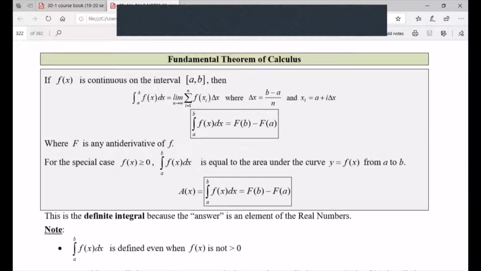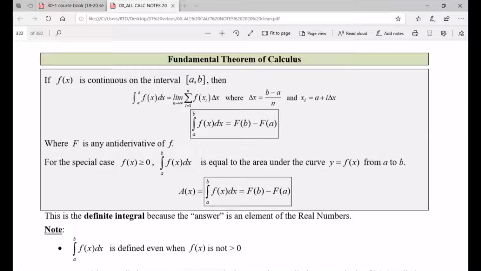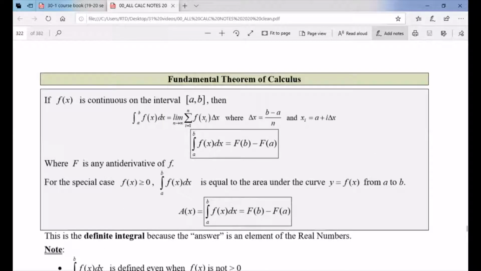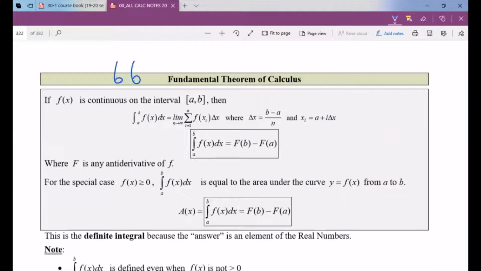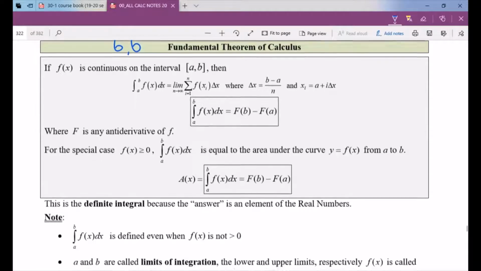All right, welcome back. This is going to be 6.6, the fundamental theorem of calculus, which sounds really pretty heavy, but we've already kind of experienced what's going on in this fundamental theorem of calculus. So let's have a look and see how this goes. Let's add this in, and let's call this 6.6, and here we go.